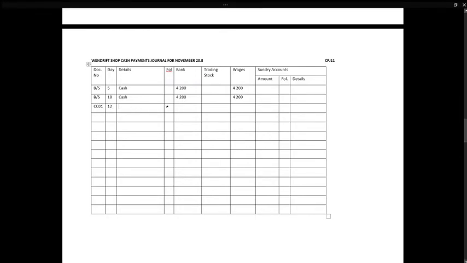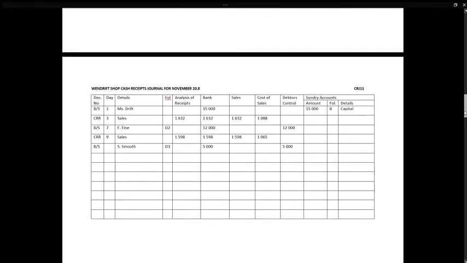My details will be UTWO suppliers, and we are paying them an amount of 4,988 Rand. My bank will decrease with that amount and my trading stock will increase with that amount.